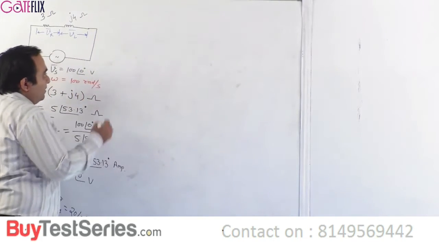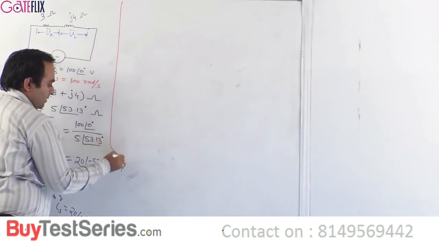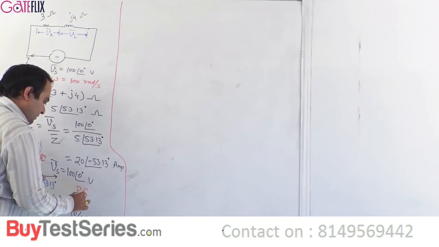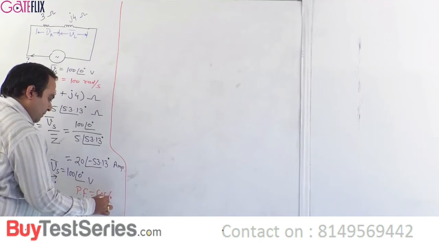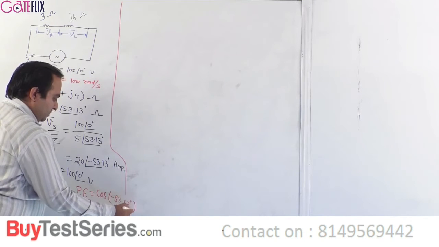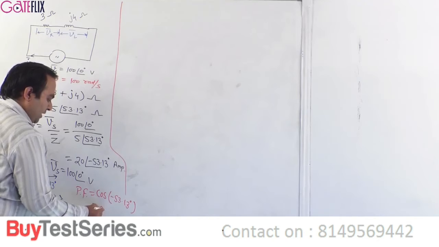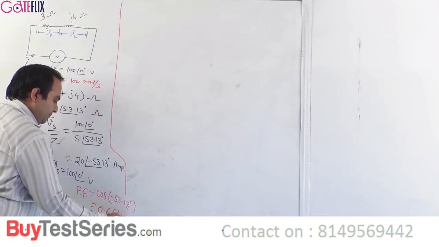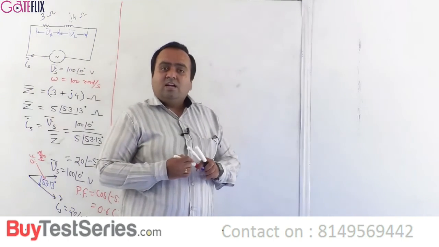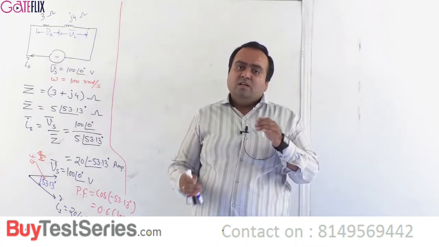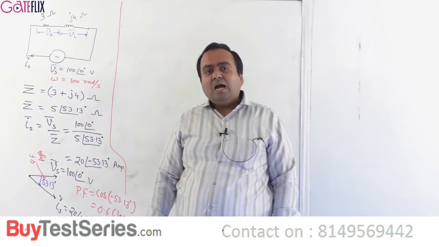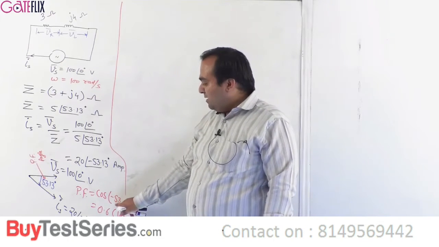So the power factor is cos of minus 53.13 degrees, and it comes out to be 0.6 lagging. The supply power factor for an RL circuit has to be lagging because the current will lag the supply voltage by some angle. That's why this is a lagging power factor.